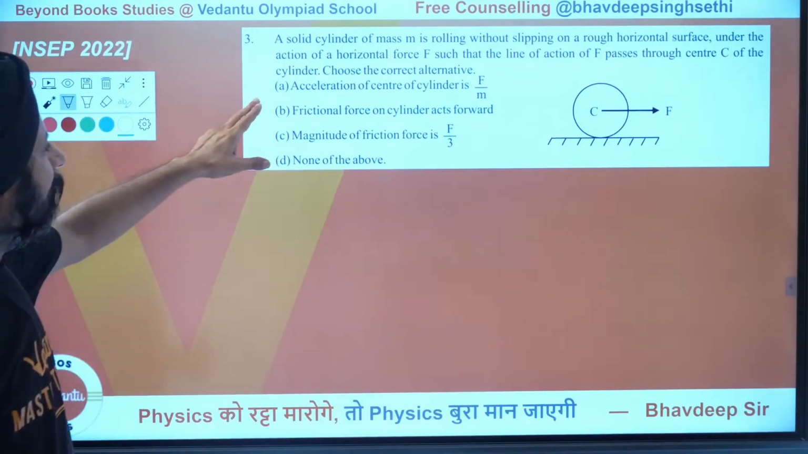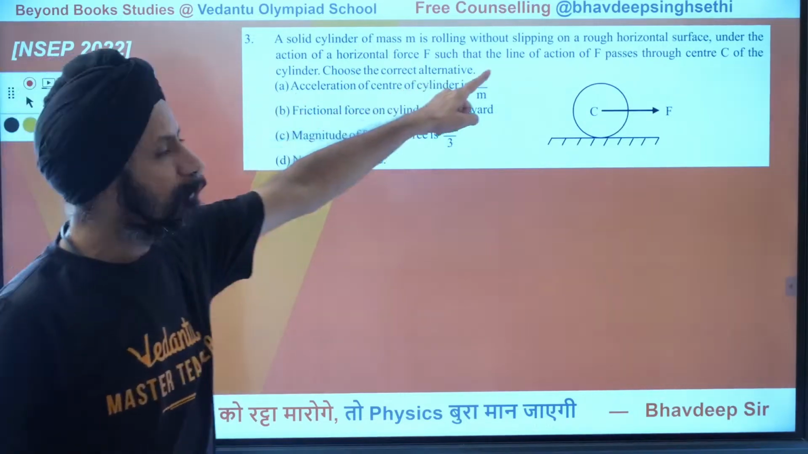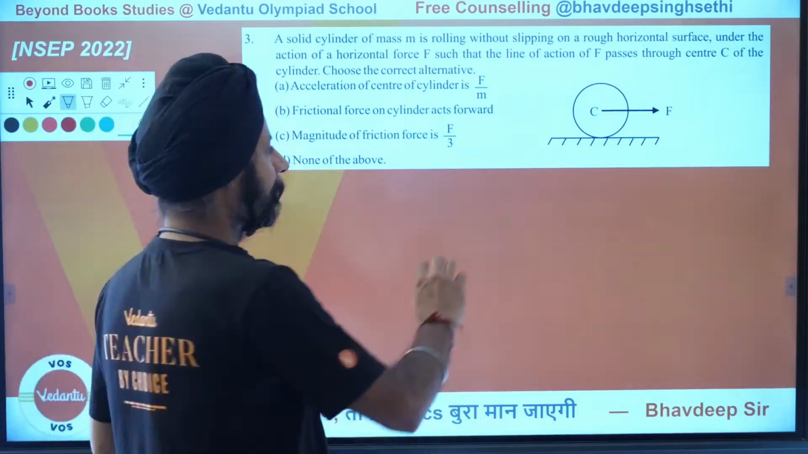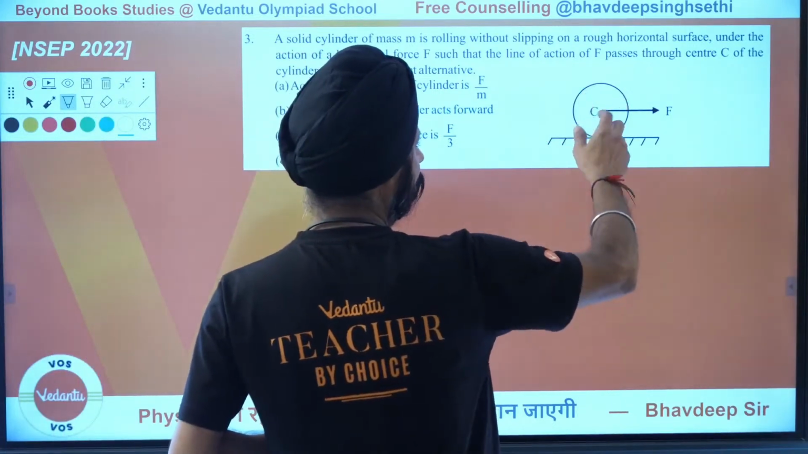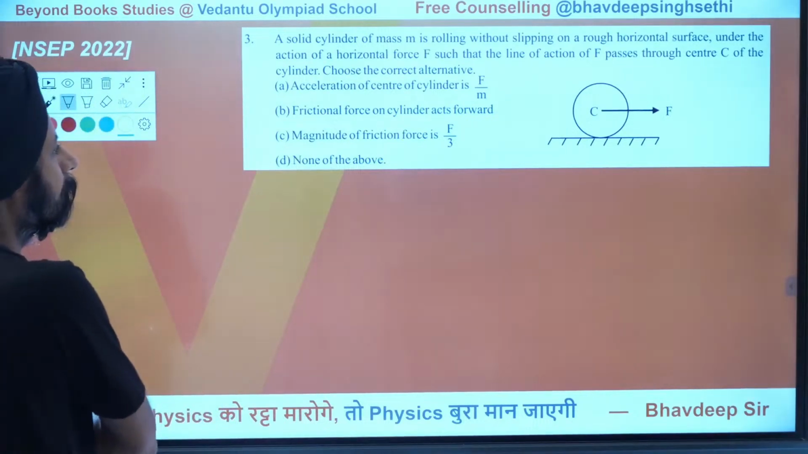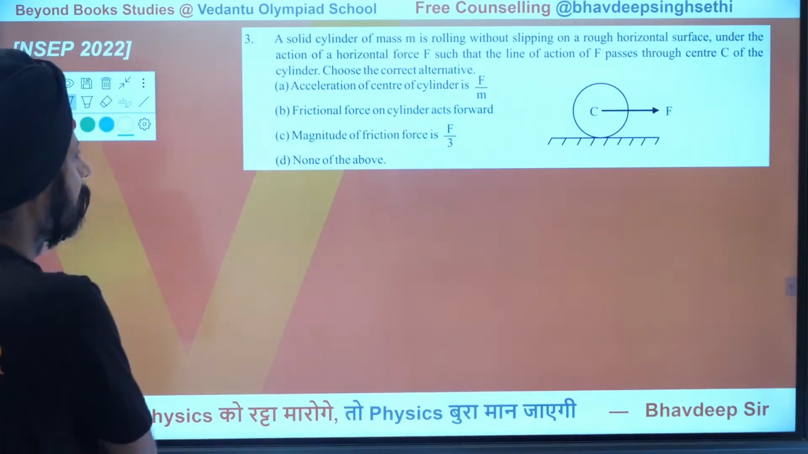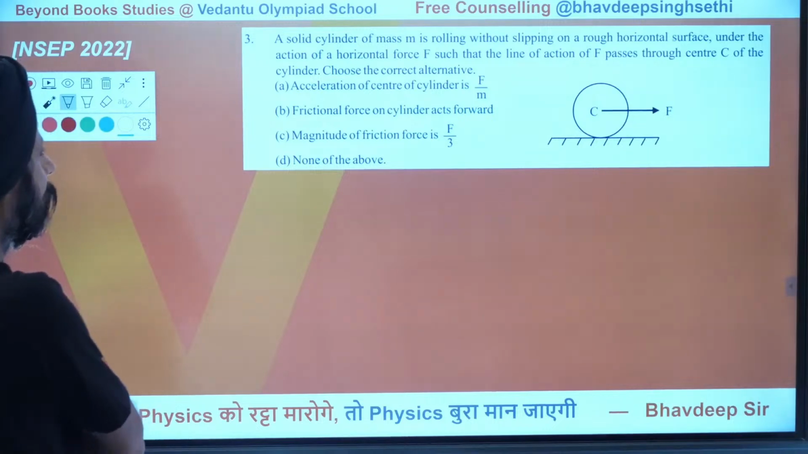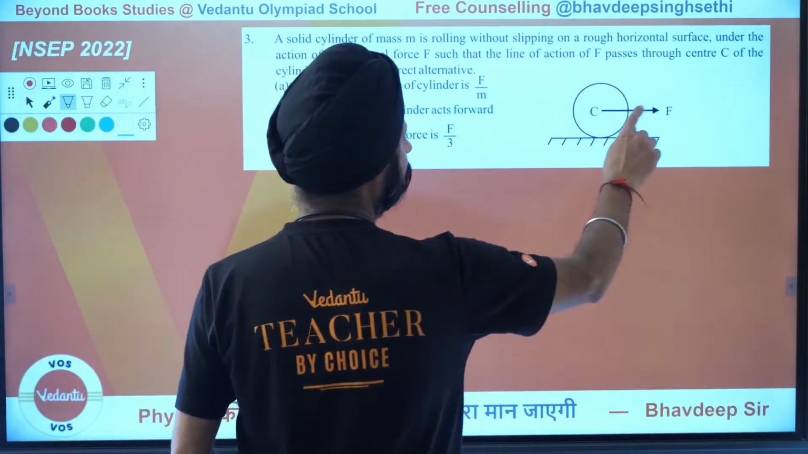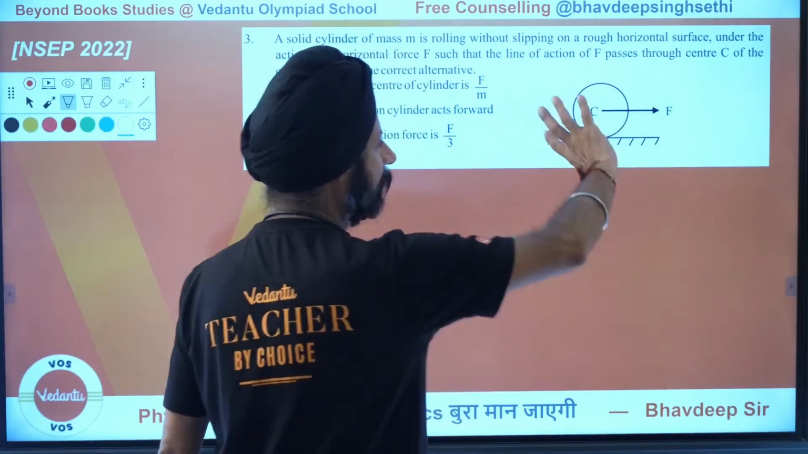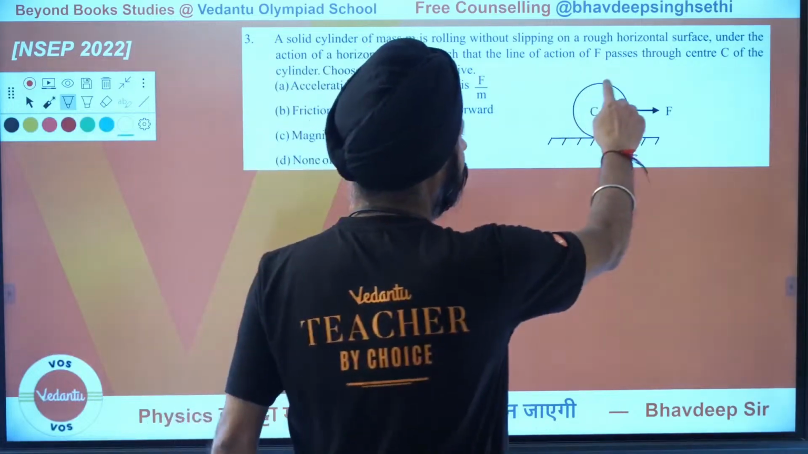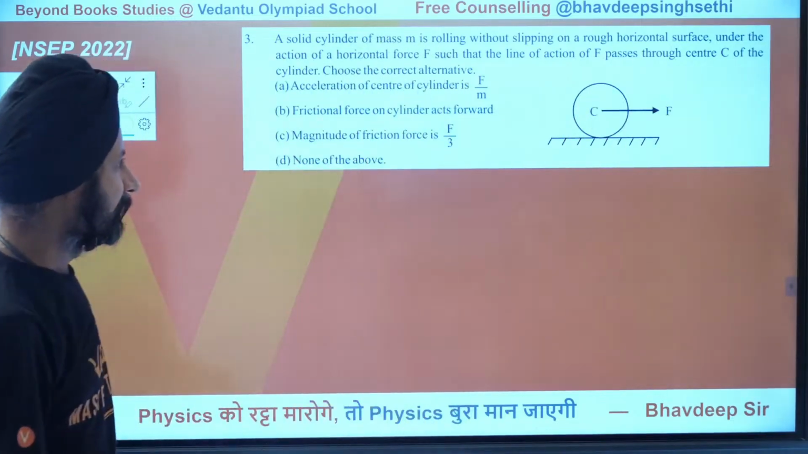A solid cylinder of mass m is rolling without slipping. So there is no slipping over there. No slipping means the angular acceleration will be the linear acceleration divided by the radius, right? That's good. Under the action of a horizontal force F such that the line of action of F passes through C. So this is not contributing to any rotation. That's the easy part there. Had this been a thread, it would have added more steps.